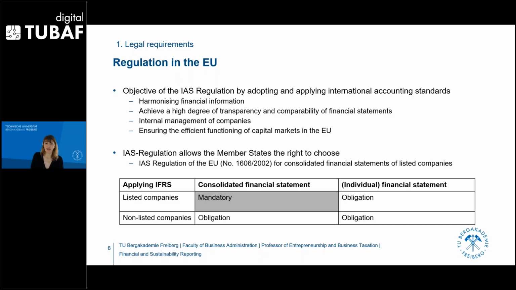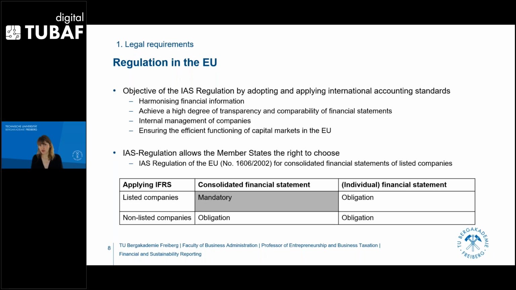So according to the IFRS regulation, the companies which are listed on the capital market have to disclose their consolidated financial statement according to the IFRS, the International Financial Reporting Standards. It's mandatory in all the member states of the European Union. And then the member states have the possibility that consolidated financial statements for companies which are not listed on a capital market can be disclosed according to the IFRS instead of according to local GAAP.